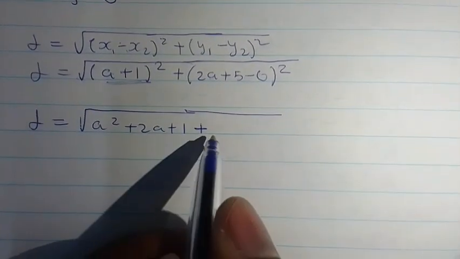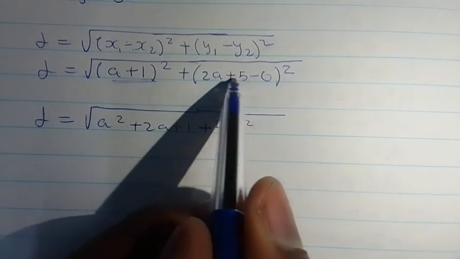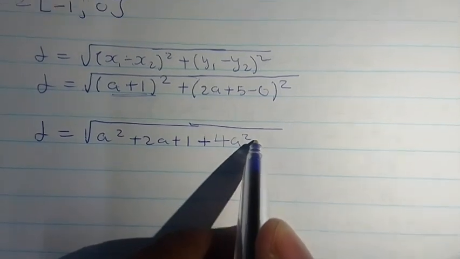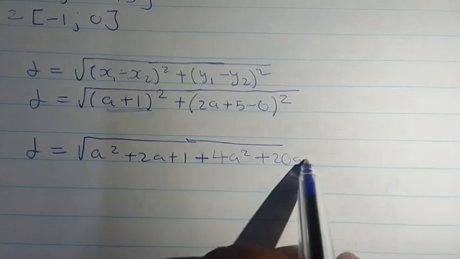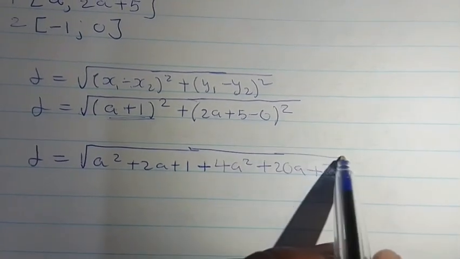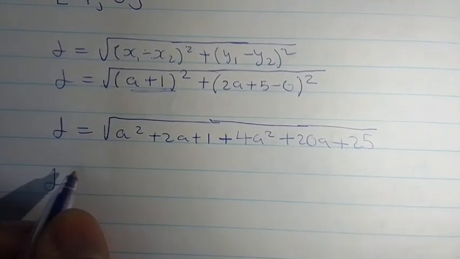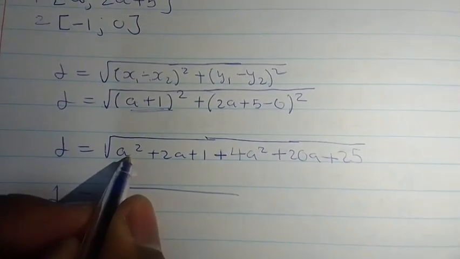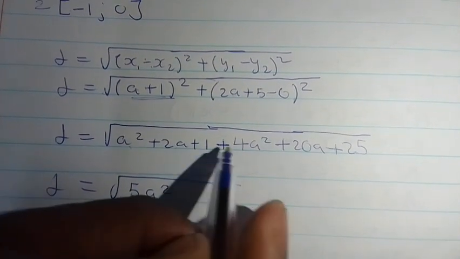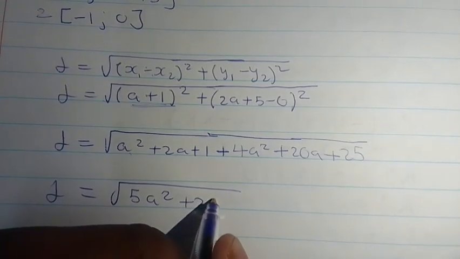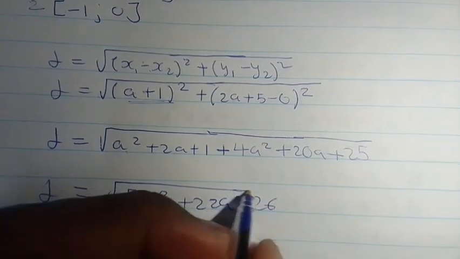2a squared is going to be 4a squared. Now 2a times 5 is going to be 10a, then 10a times 2 is going to be 20a. Then you'll have 5 squared, that's 25. Now you just simplify. a squared and 4a squared is going to be 5a squared. Now 2a plus 20a is going to be 22a. Then you'll have 25 plus 1, which is 26.